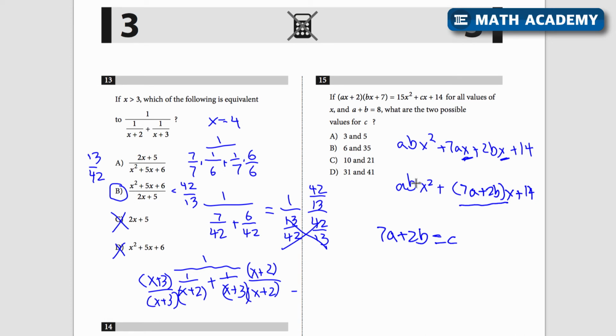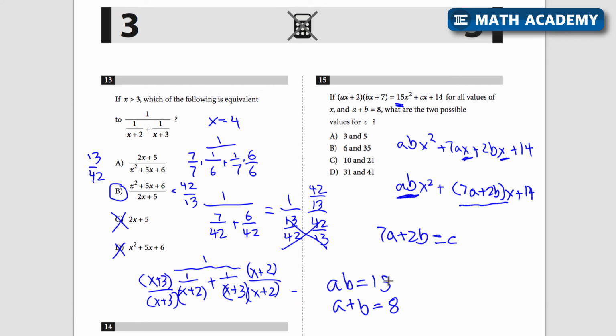And I'm going to use the same thinking here, which is saying, well, what coefficient matches with a and b? And I have a times b is equal to 15, right? That's how many x squareds I have. So I know that ab equals 15. And I was also given here that a plus b equals 8. So that's not too hard to figure out what a and b could be equal to.